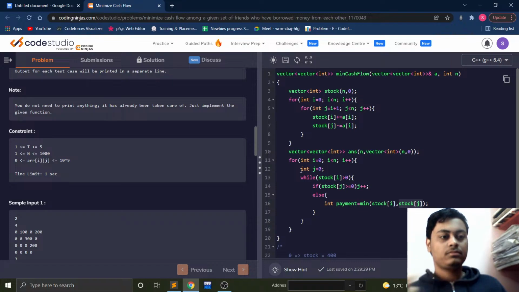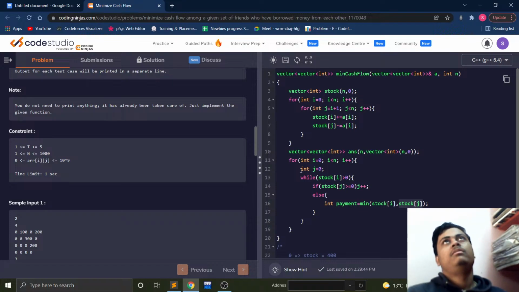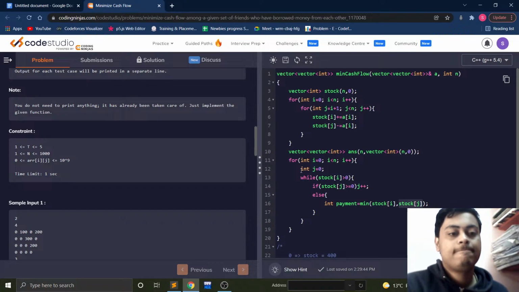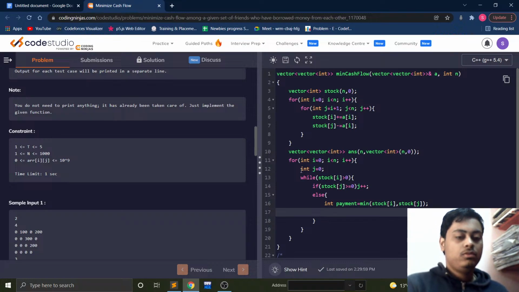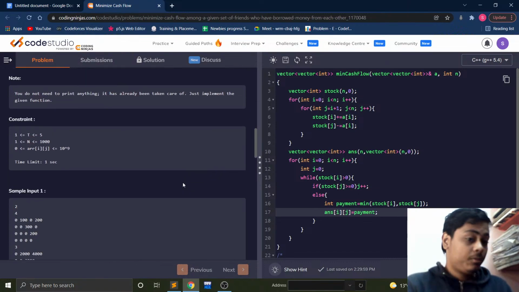At the last it will always balance out, because however everyone will give to each other person, and it is already balanced. So yes, that is the payment. I will do answer of I j is equal to payment.